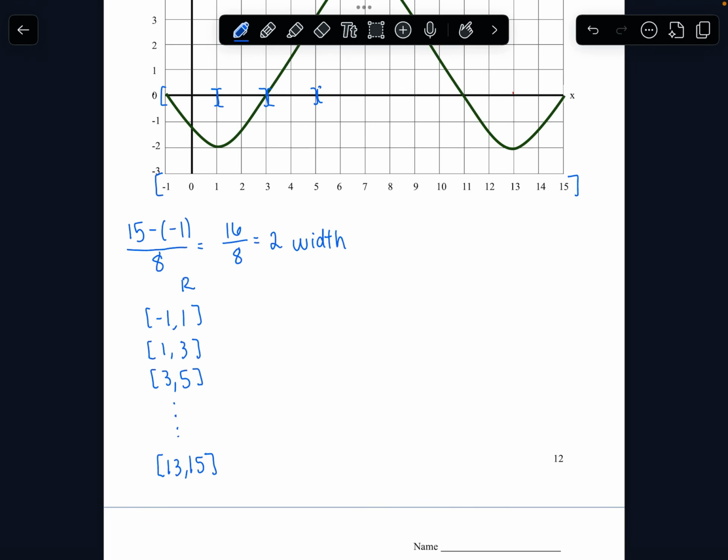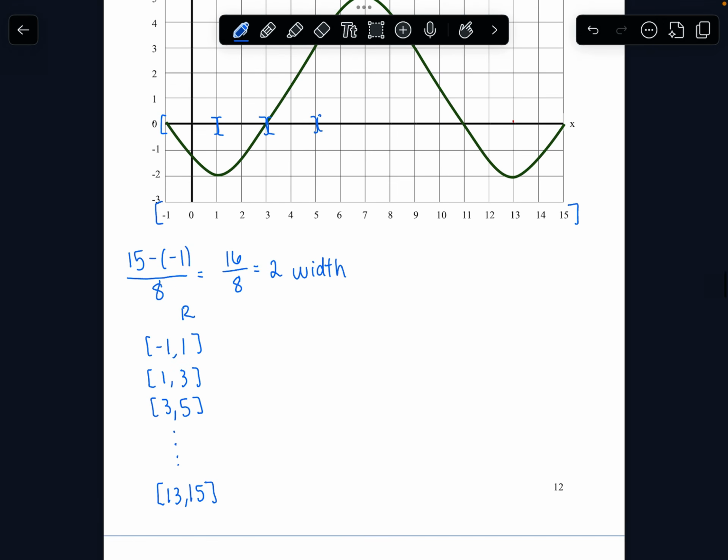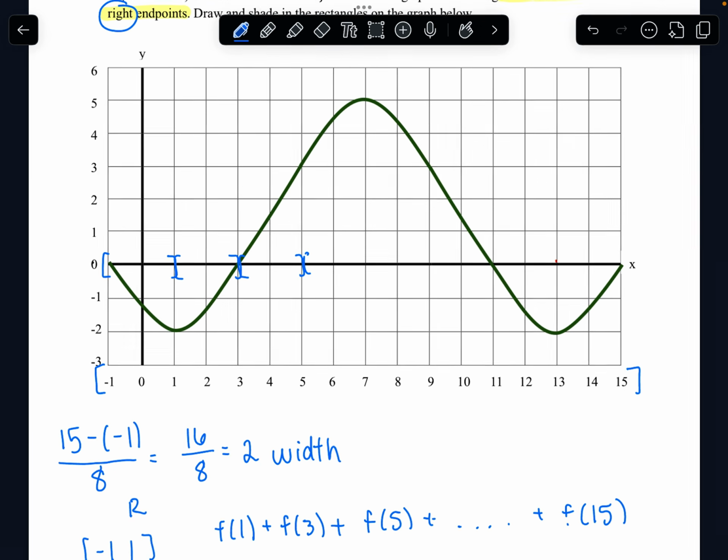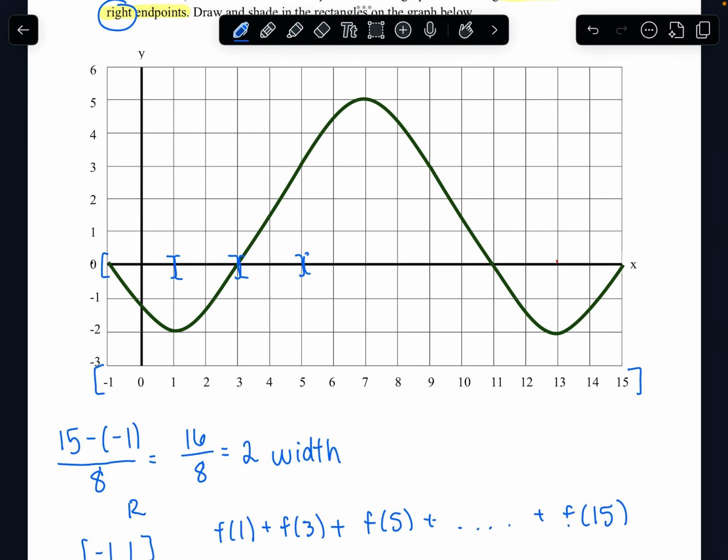We want right endpoints, so that means we care about f of 1 plus f of 3 plus f of 5, so on and so forth, f of 15, okay? So let me show you what that looks like on the graph up here. So from -1 to 1, I look at 1, f of 1, where's f of 1? Right there, -2. Okay, cool. So that's my first rectangle.